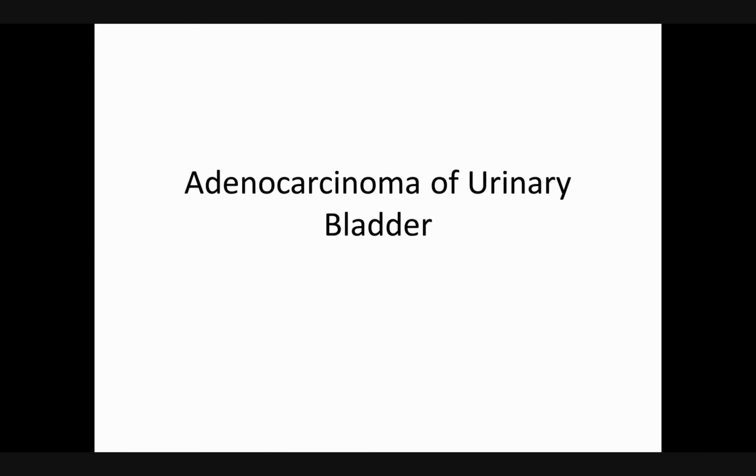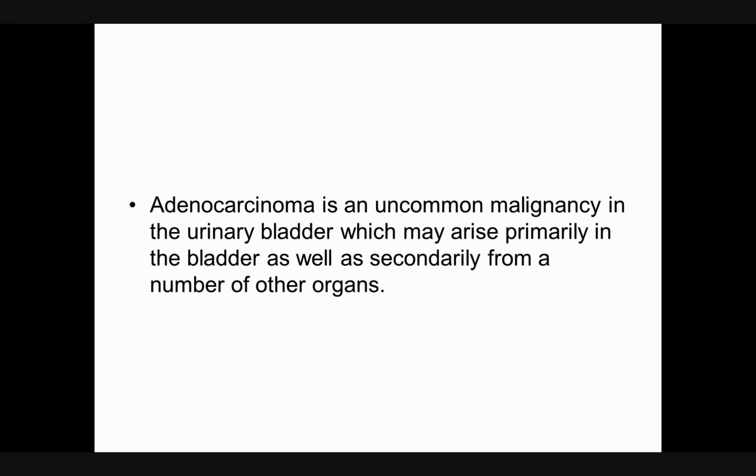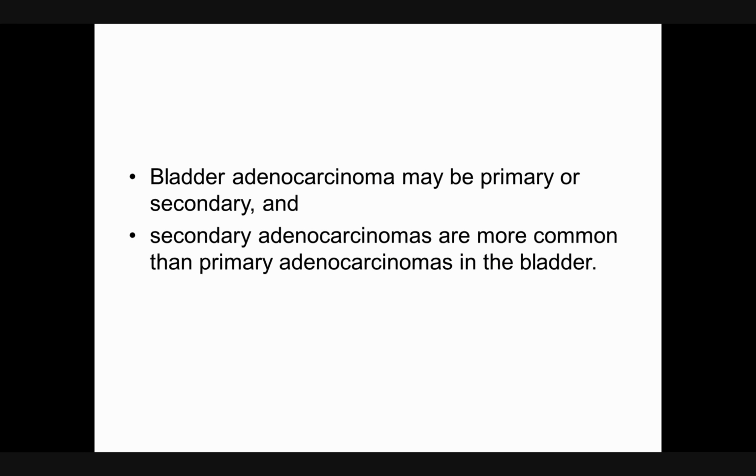Adenocarcinoma in the urinary bladder. Adenocarcinoma is an uncommon malignancy in the urinary bladder, which may arise primarily in the bladder as well as secondarily from a number of other organs. The bladder adenocarcinoma may be primary or secondary. The secondary adenocarcinomas are more common than the primary adenocarcinomas.